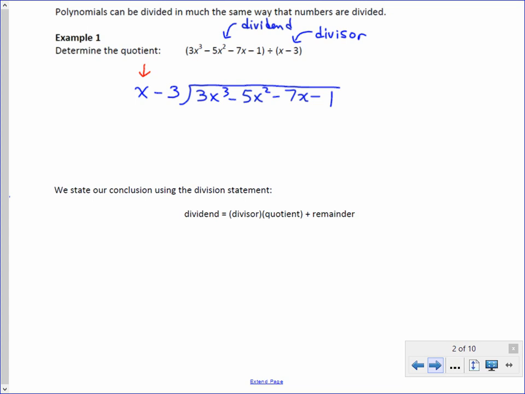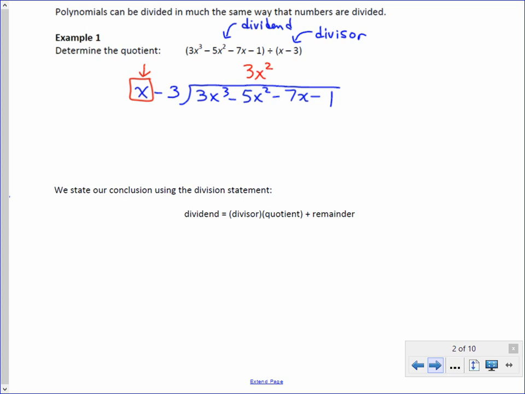But at the beginning, the first thing I'm looking at is 3x cubed. You're basically going to repeatedly ask yourself this question. What do I multiply this by to get 3x cubed? X times what is 3x cubed? 3x squared. So guess what I'm going to do? I'm going to look at my squared. You see how it's all organized? Cubed, squared, linear, constant? So I'm over the squared, I'm going to put 3x squared.